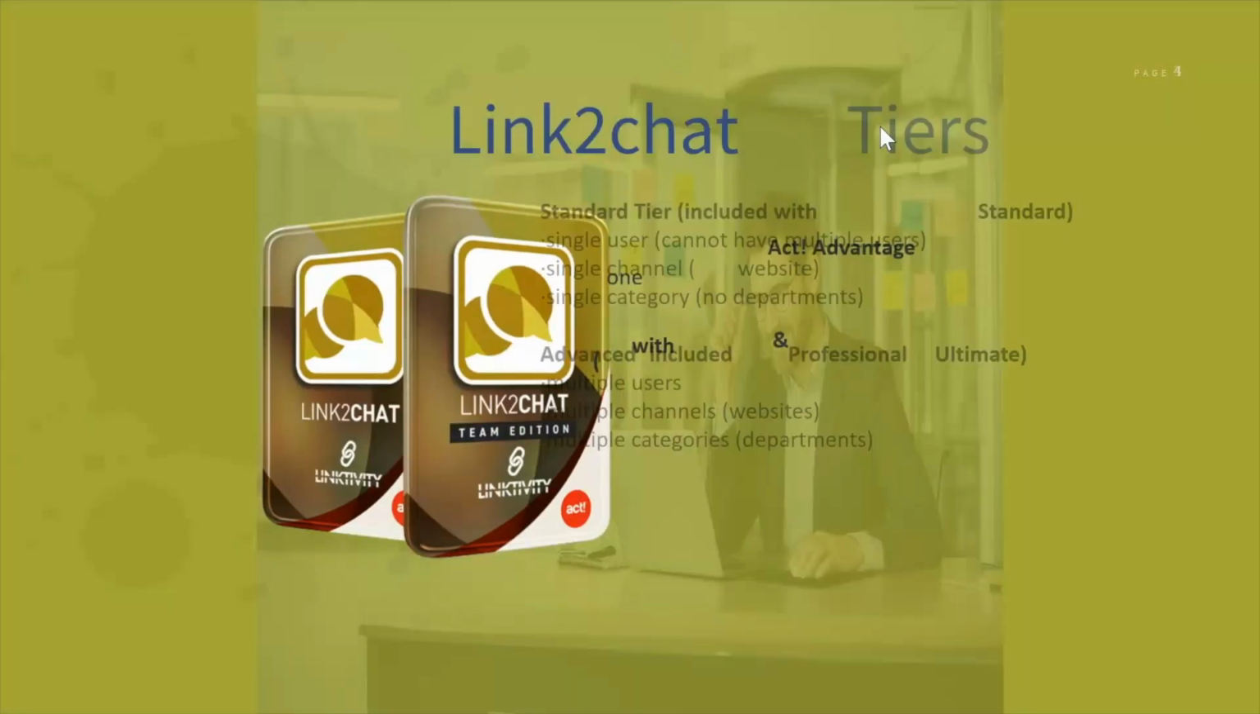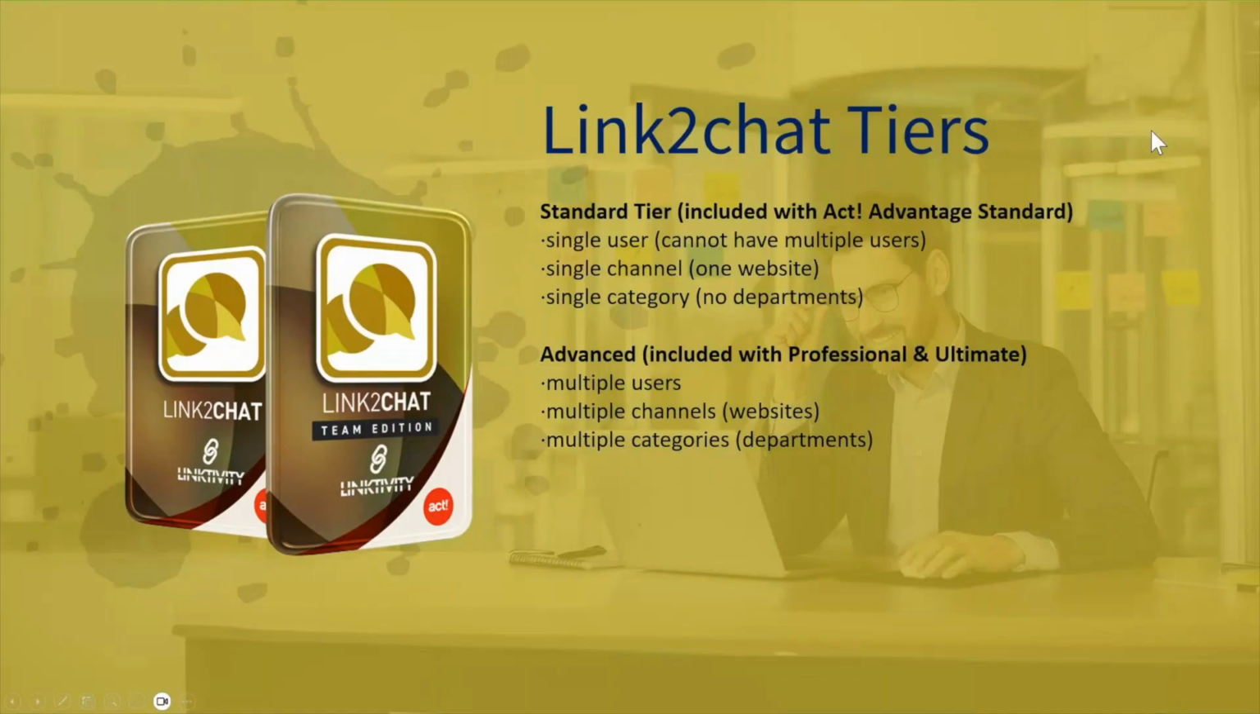So let's talk about the tiers. As you know, there are 3 tiers within ActAdvantage: standard, professional, and ultimate. I apologize for the overlapping tier name, but as you also know, we had 2 tiers within most of our Linktivity products, standard and team. Team has been rebranded by Act as Advanced. So it's standard and advanced.